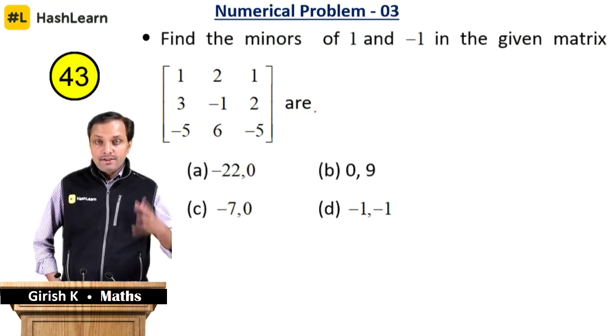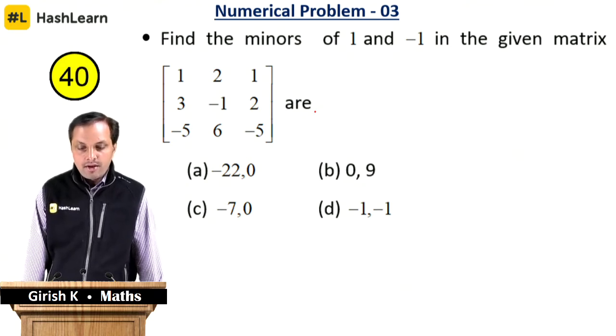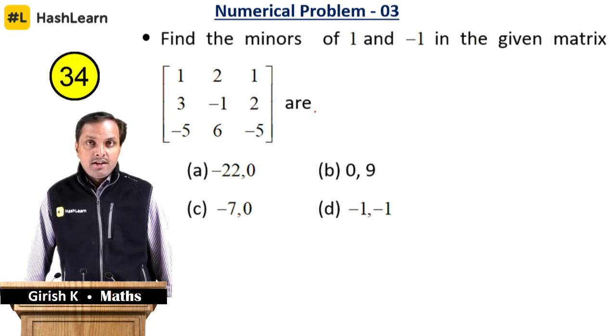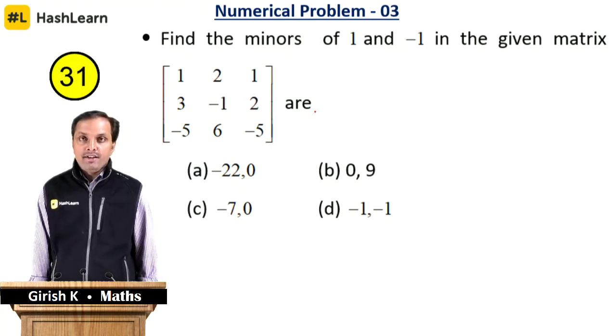45 seconds. Just now I told you what exactly the minor, cofactor and adjoint A are.